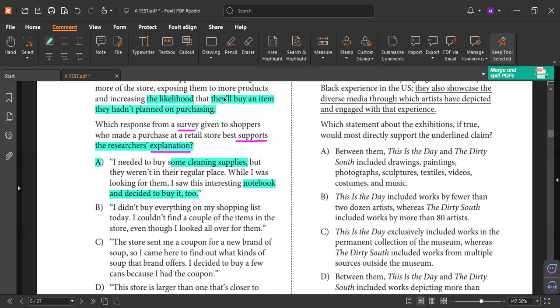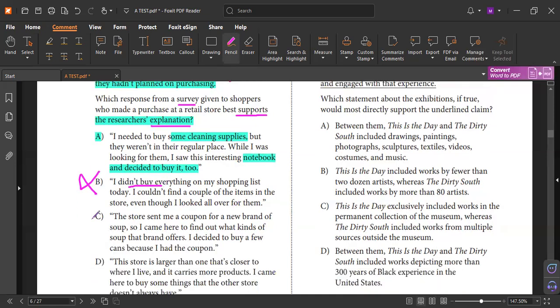Check B and C and D. Let's wait. I didn't buy everything on my shopping list. I couldn't find a couple of items, even though I looked all over. He didn't mention anything that they will buy something else. He said they didn't buy anything, so it would be wrong. The store sent me a coupon for a new brand of soap.